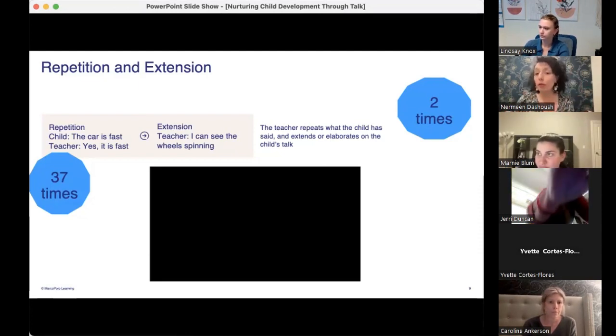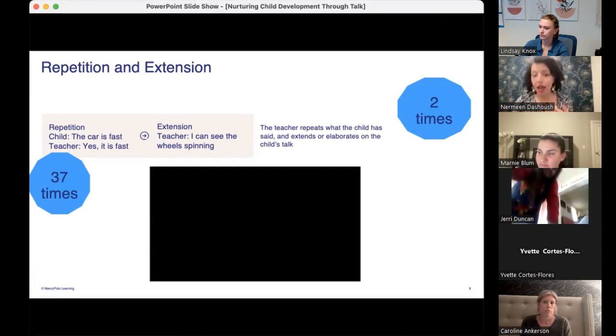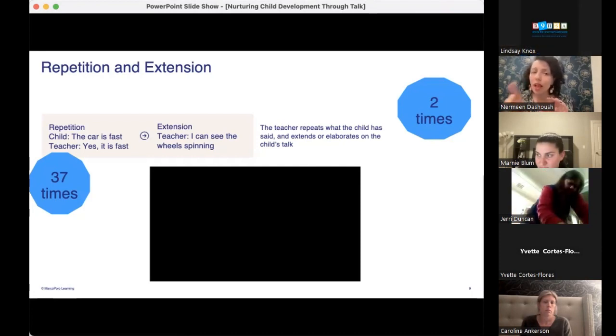So the other form of language you want to hear on top of repetition is extension. So ask yourself, if a child says to you, oh, the car is fast, what more information can you give that child? You can repeat it, but what about the car can you add? So you can definitely repeat, the car is fast. Oh, the car is fast. Oh, I see the wheels spinning really, really fast. Maybe that's why it's going really quickly.